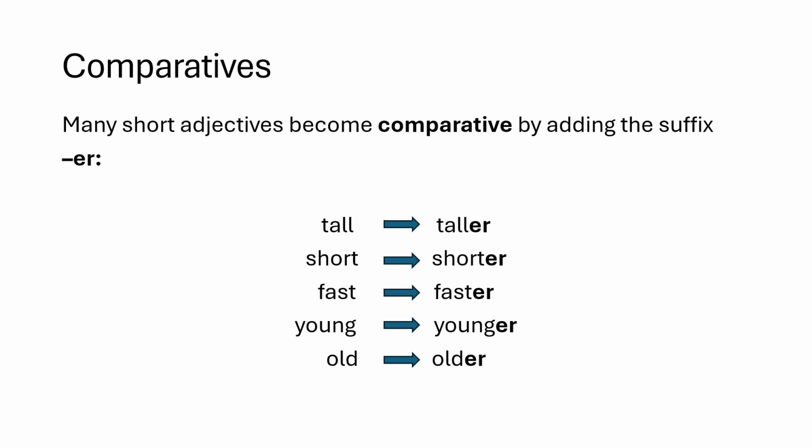Many short adjectives become comparative by adding the suffix er. Tall becomes taller. Short becomes shorter. Fast becomes faster. Young becomes younger. Old becomes older.